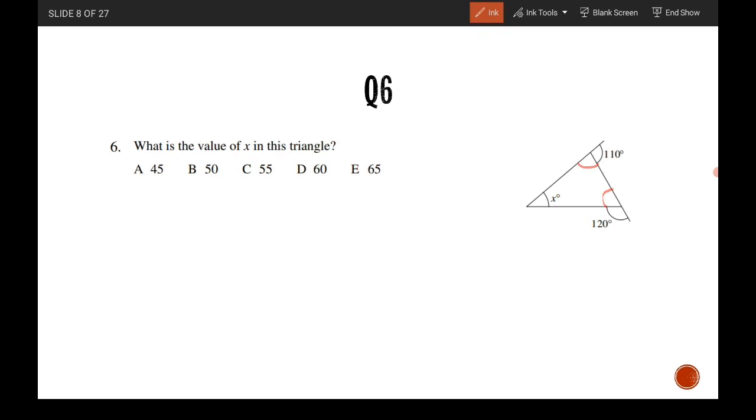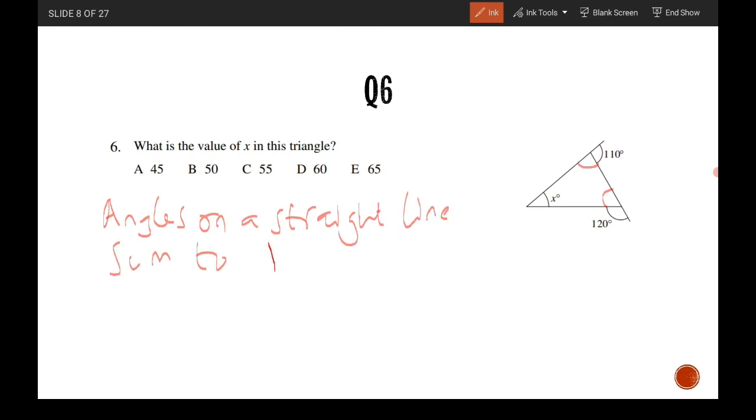First one is angles on a straight line sum to 180 degrees, which should allow you to see that this here is 60 and this here is 70.